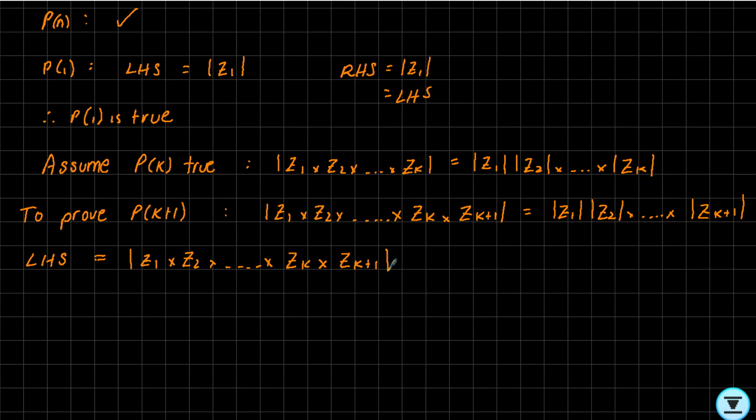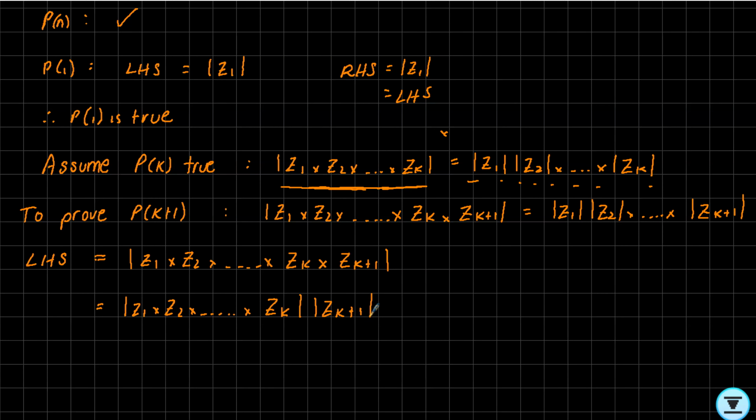But using P(k), can you see that we can separate all of this? One of the things I was thinking of is, could I look at this left-hand side and then just times it by z(k+1)? And then using P(k), we can say z1 times z2 times ... times zk times z(k+1). Do we agree?